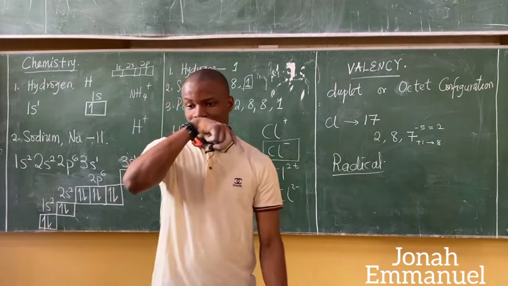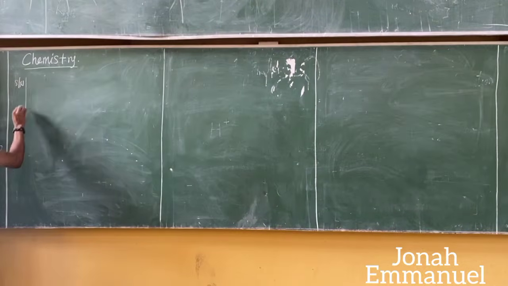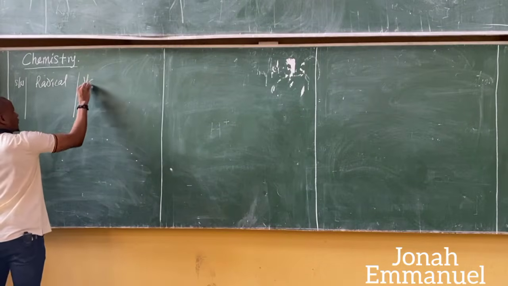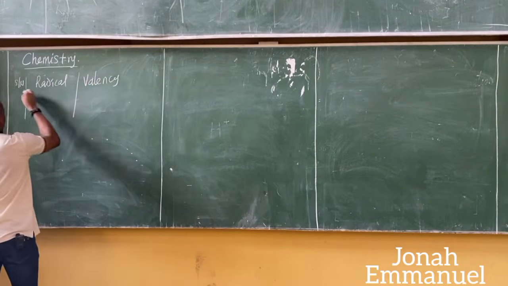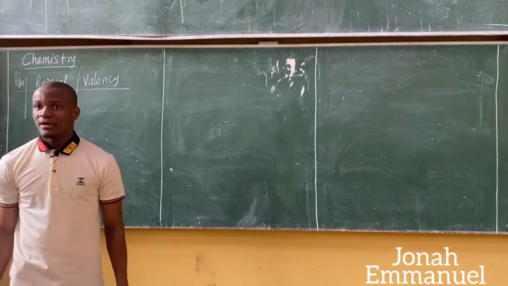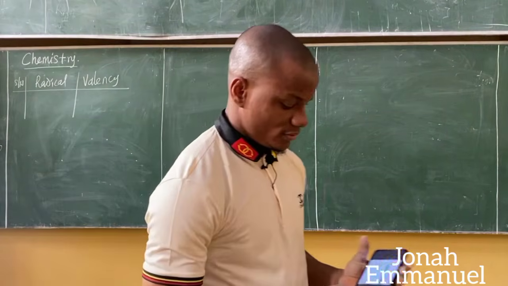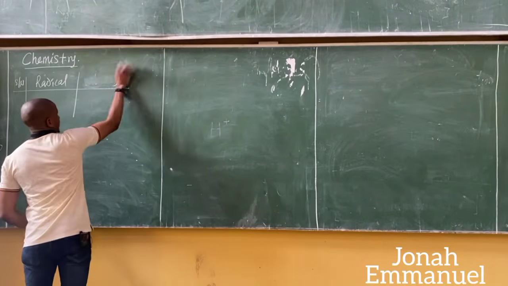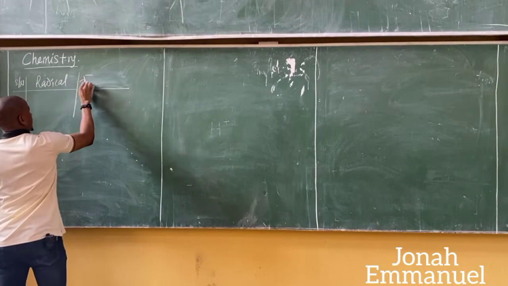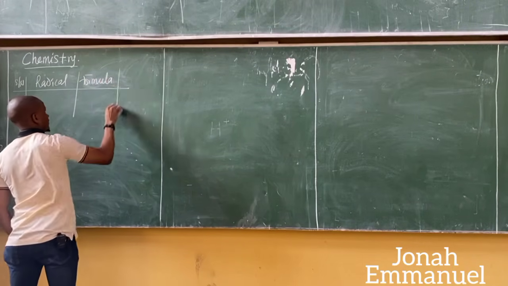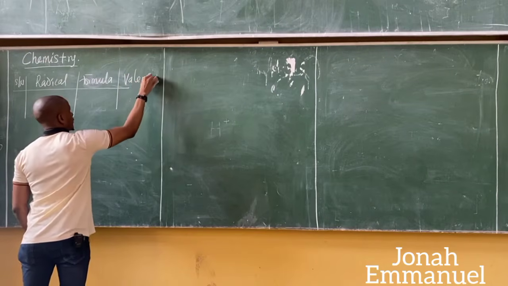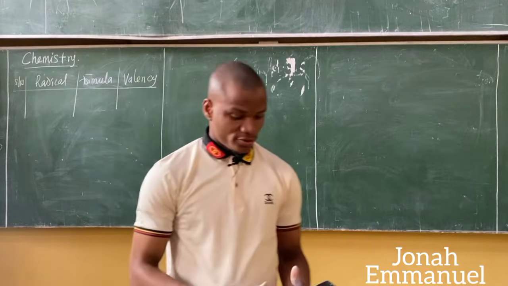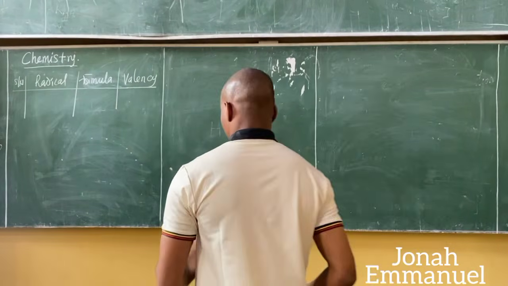Take that down. Some popular radicals. Write them there. Serial number, radical. Put the formula first, and then valence. Serial number, radical.